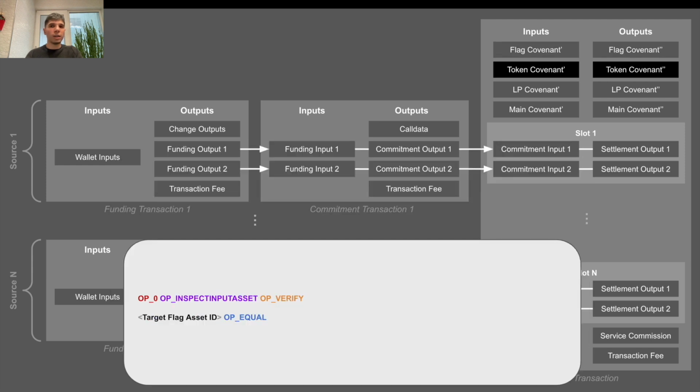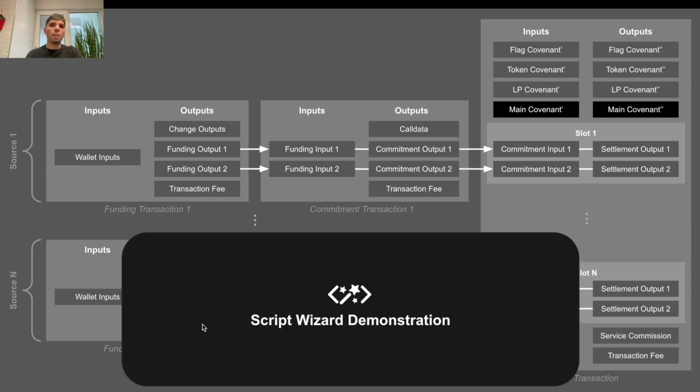The token covenant again carries a token liquidity, and the script is very simple. Similar to what we did in the commitment outputs, the token covenants are constrained to the target flag asset. And the same goes for the LP covenant, which is also constrained to the target flag asset. The main covenant is the main contract, a very heavy, cumbersome script over 1,000 lines. I'll show that in the Script Wizard IDE for better demonstration.